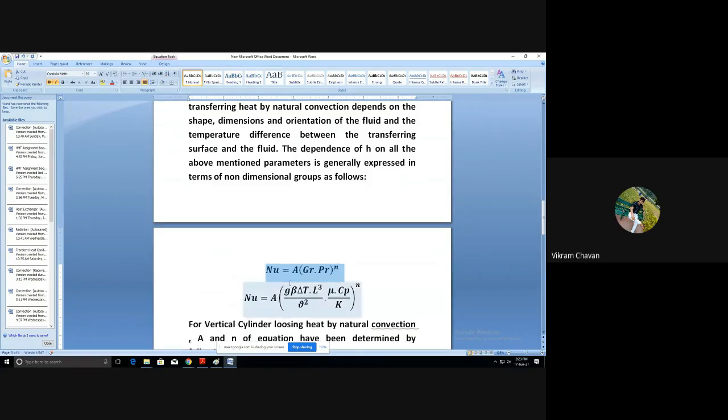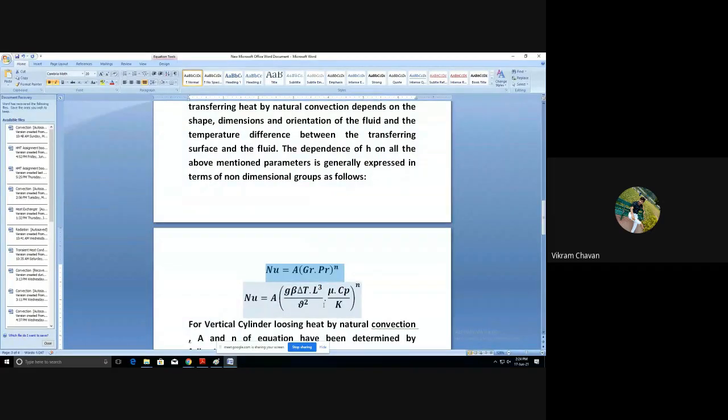Okay, so we know that Grashof number is g beta delta T multiplied by L cube divided by nu square, and Prandtl number is mu Cp divided by k. Where g is the acceleration due to gravity, beta is the coefficient of volumetric expansion, delta T is the temperature difference between the surface and surrounding, L is the characteristic length, and we have to take L cube, nu square is the kinematic viscosity, mu is the dynamic viscosity, Cp is the specific heat, and k is the thermal conductivity of the fluid.